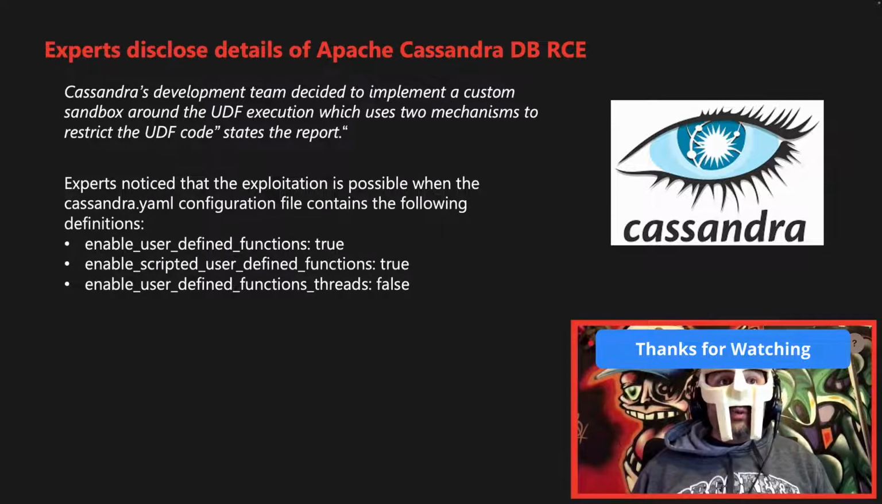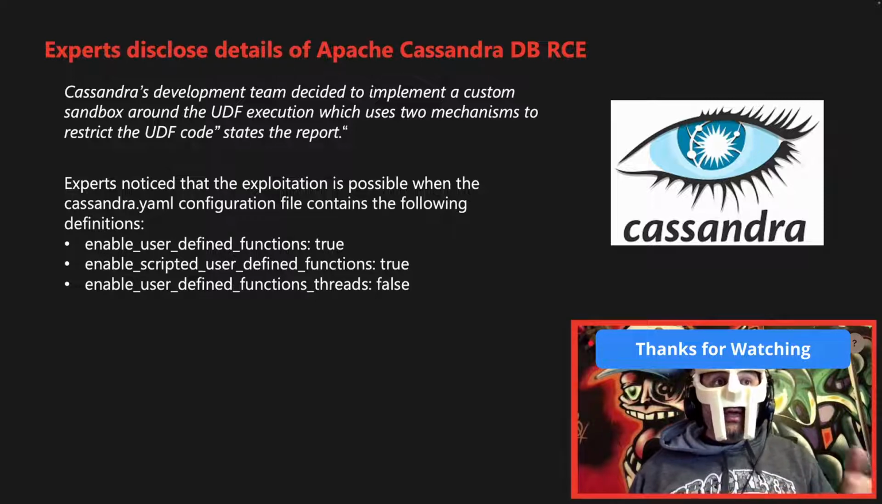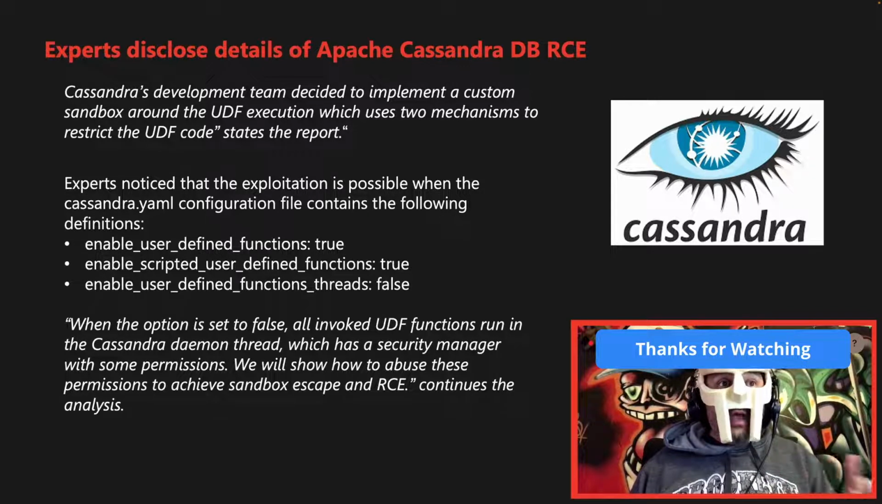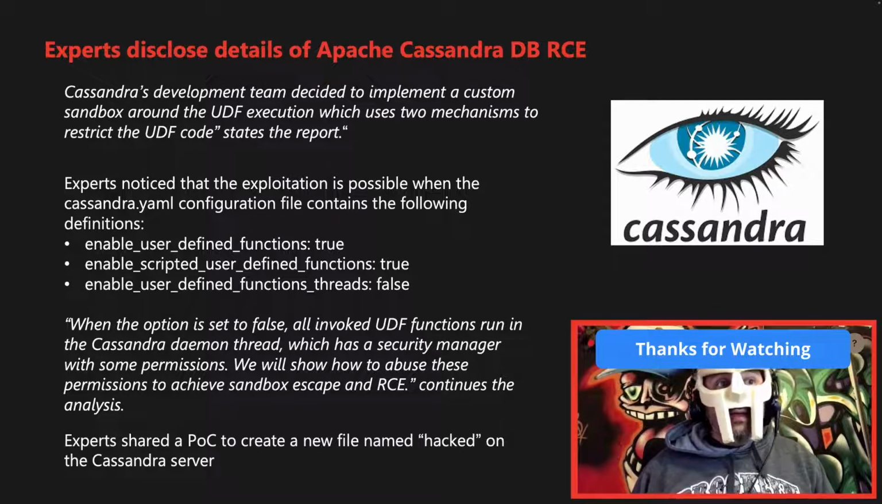Experts noticed that the exploitation is possible when the Cassandra YAML configuration file contains the following definitions: enable user-defined functions, set to true; enable scripted user-defined functions, set to true; enable user-defined function threads, set to false. When the option is set to false, all invoked UDF functions run in the Cassandra daemon thread, which has a security manager with some permissions. We'll show how to abuse these permissions to achieve sandbox escape and RCE, continues the analysis. Experts shared a proof of concept to create a new file named hacked on the Cassandra server.